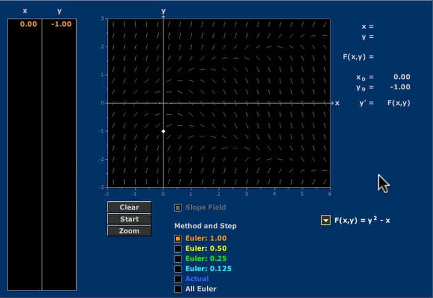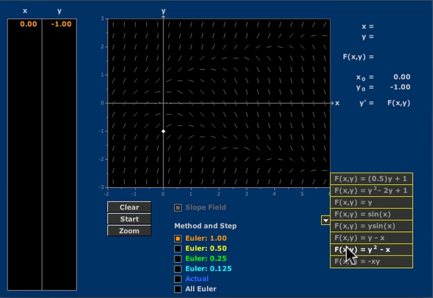The Euler's method applet helps us to understand numerical methods for approximating solutions to differential equations. I can choose the differential equation using this pull-down menu, and I've selected the equation y prime equals y squared minus x, the same equation that we used in the isocline applet.